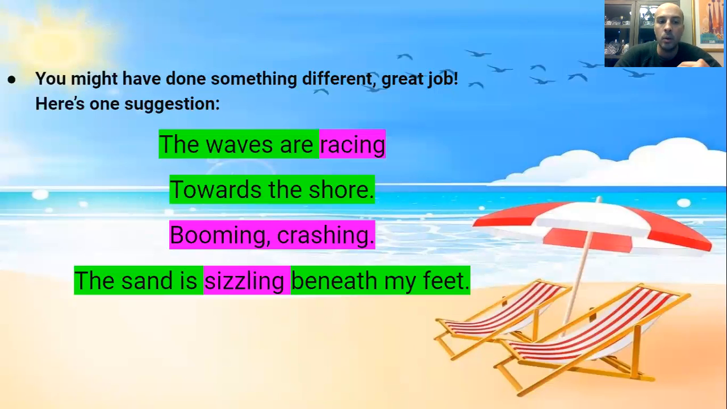Notice that I'm not only thinking about words that will take the place of actions, but I'm also thinking about words that would be appropriate to the setting of the poem I'm writing. So if I'm writing a poem about waves, of course I'm thinking to myself, well, what do waves do? They crash and they boom. When I'm standing on hot sand, what's happening? Oh, my feet are sizzling.